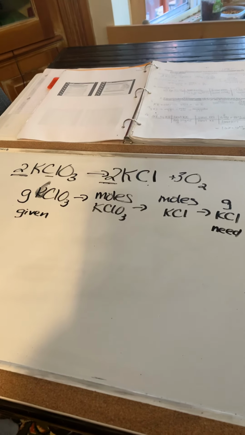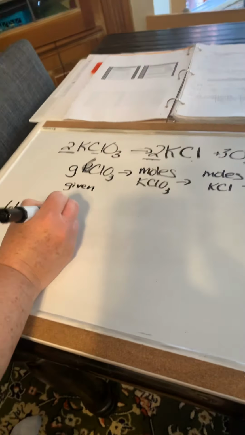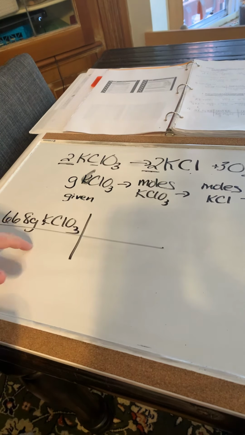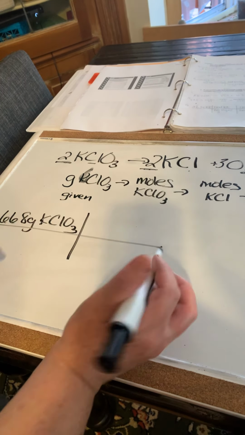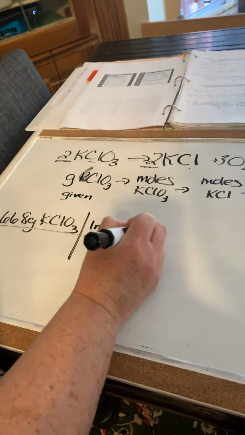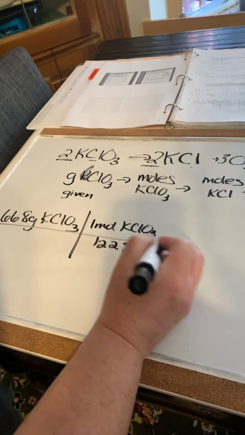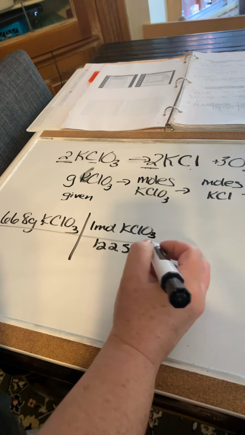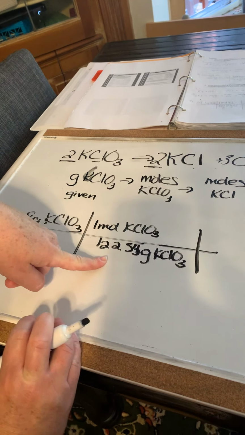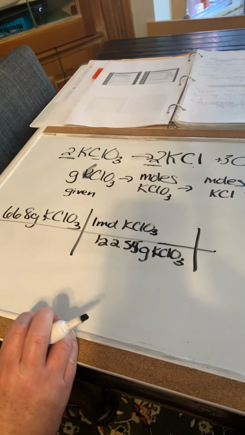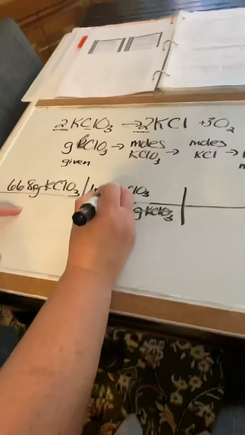Okay? So now watch. You're given 668 grams of KClO3. Grams to moles. We've been doing this for what seems like 20 years. 1 mole KClO3 is 122.55 grams of KClO3. If you don't know where I got that number, you need to go back and check your notes. Okay, so grams of KClO3, moles of KClO3.